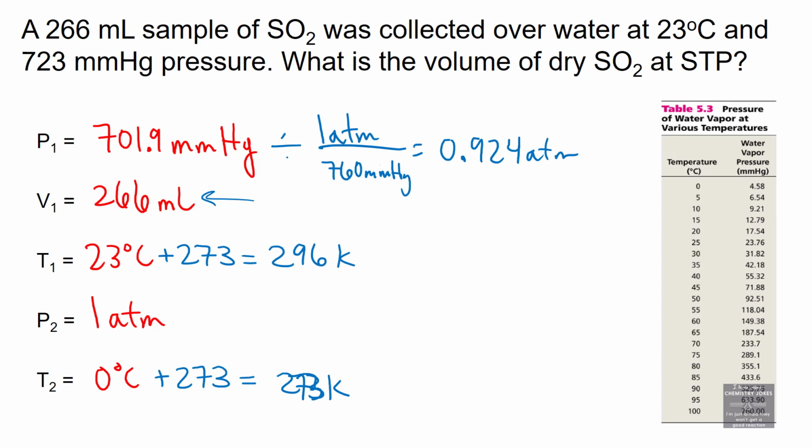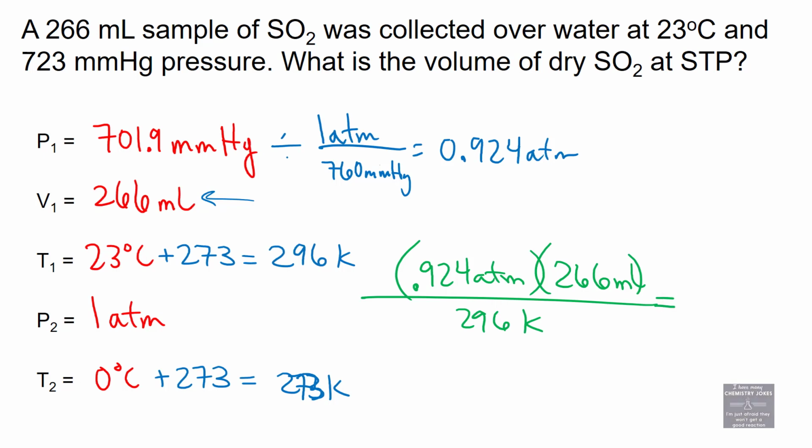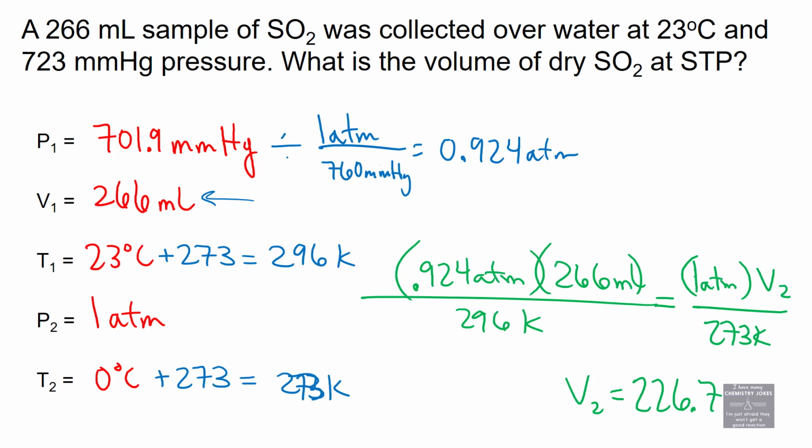I can do volume in liters, milliliters. It doesn't matter. It's going to substitute in my ratio equation regardless. So I got 0.924 atmospheres times 266 milliliters divided by 296 Kelvin is equal to 1 atmosphere, unknown volume at 273 Kelvin. It's a plug and chug, cross multiply, all that kind of stuff. Make sure you can really do the math. Can you really do the math? I really want to make you prove it to me. 226.7 milliliters.